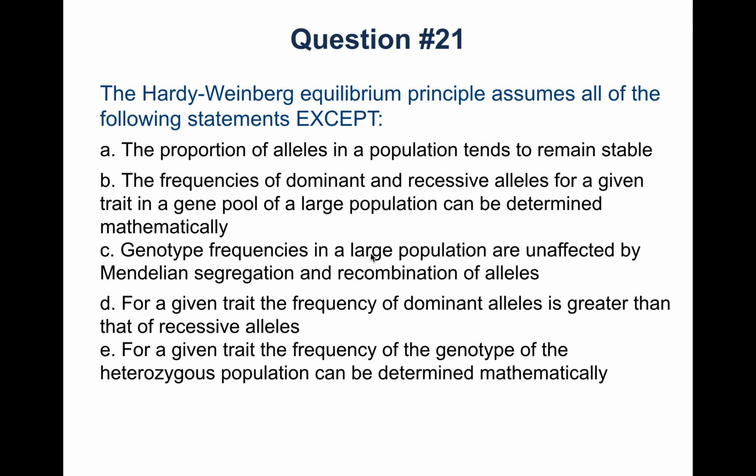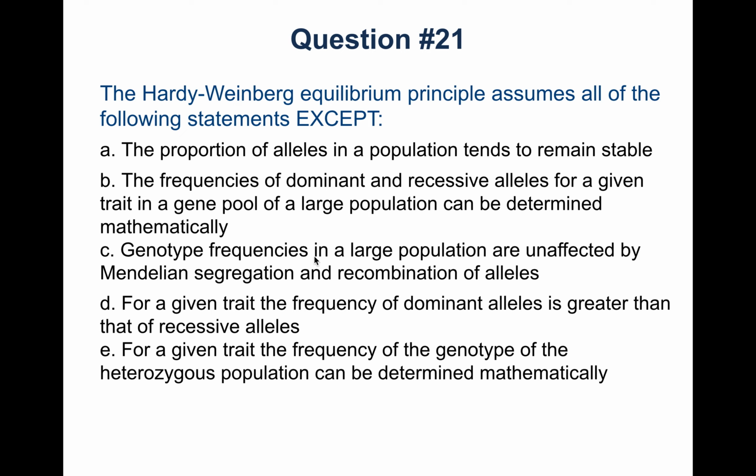All right, the Hardy-Weinberg equilibrium principle. This assumes all of the following statements except what? The whole point of Hardy-Weinberg equilibrium is that everything is in equilibrium, so therefore remains stable. So A is fine. The frequency of dominant and recessive alleles for a given trait in a gene pool of a large population can be determined mathematically. That's true. There is a Hardy-Weinberg equation, so you can actually determine that mathematically, especially in a large population. That's one of the requirements for Hardy-Weinberg equilibrium.